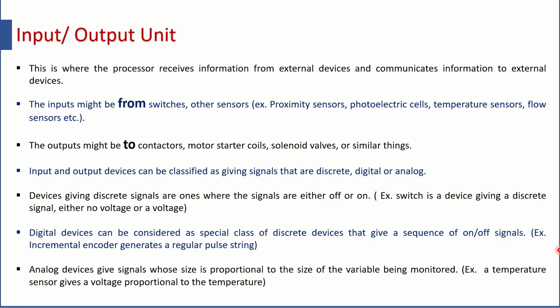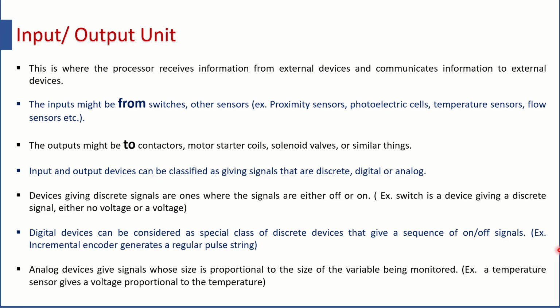And then the outputs might be to contactors, motor starter coils, solenoid valves, relays or other similar things. We will have a detailed discussion on that in our later lectures. Now, whenever we are talking of these input and output devices, they can be classified by the signal they give. These signals can be of three types: one is a discrete signal, another is a digital signal, and the third is the analog signal.